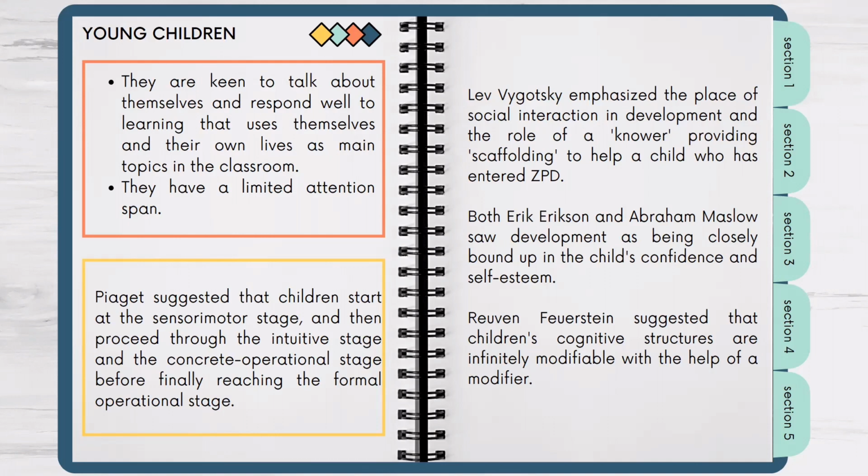He emphasized the place of social interaction in development and the role of a knower providing scaffolding to help a child who has entered the zone of proximal development. When we say zone of proximal development or ZPD, this is where they are ready to learn new things. Both Erik Erikson and Abraham Maslow saw development as being closely bound up in the child's confidence and self-esteem, while Reuven Feuerstein suggested that children's cognitive structures are infinitely modifiable with the help of a modifier, much like Vygotsky's knower.